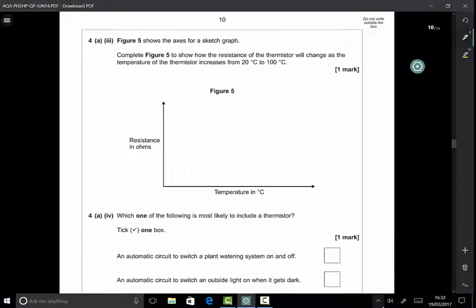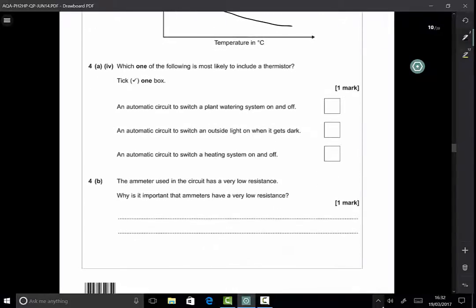It then asks us to draw a sketch graph for how the resistance of a thermistor changes as the temperature increases. So as the temperature increases, you should know that the resistance decreases, and it doesn't do that in a linear way. Curve. Okay, which circuit is most likely to include a thermistor? Plant watering? Nah. Outside light on when it gets dark? Nah. Heating system. Thermistors are to do with temperature, so it's going to be the heating system.